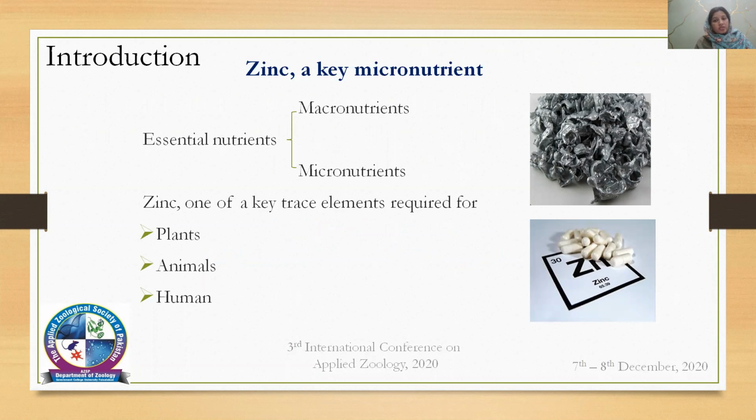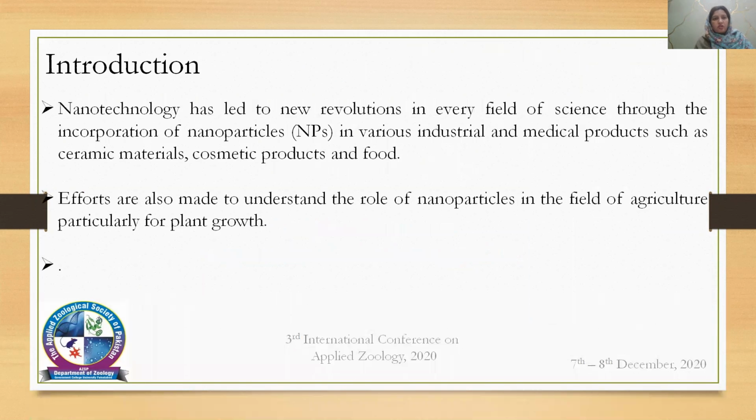Zinc deficiency causes a great economic loss in the agriculture sector as growth of the plants is affected by zinc deficiency. There are many strategies to remedy the zinc deficiency, and one of them is the use of the nanoparticles. Nanoparticles are of very small size, almost less than 100 nanometer in diameter, and the use of the zinc oxide nanoparticle can be a possible alternative for the zinc deficiency in the plants.